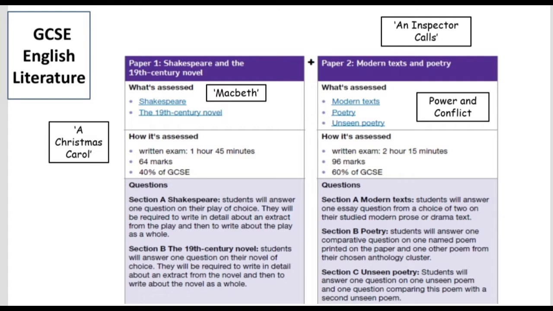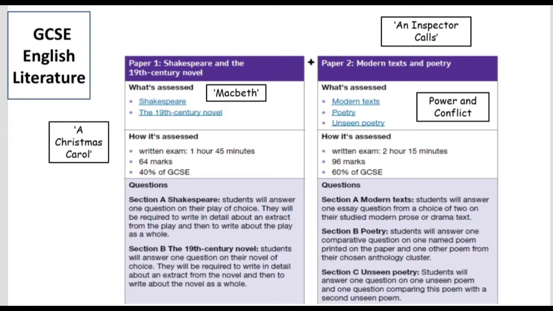Another part of your English Literature GCSE will be looking at set poetry. We're looking at poems to do with power and conflict. You also study a very interesting text called An Inspector Calls, which is partly a murder mystery, partly a thriller, and partly a ghost story. These are the set texts for English literature.